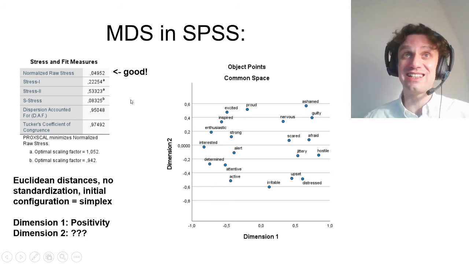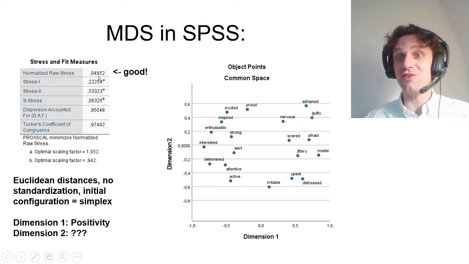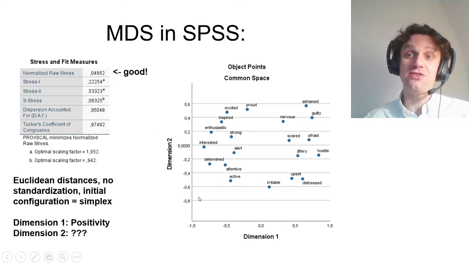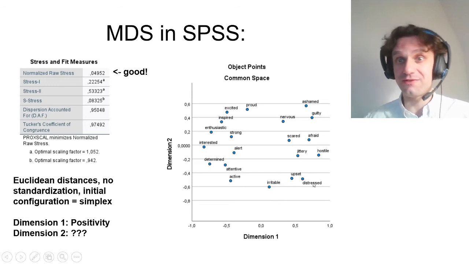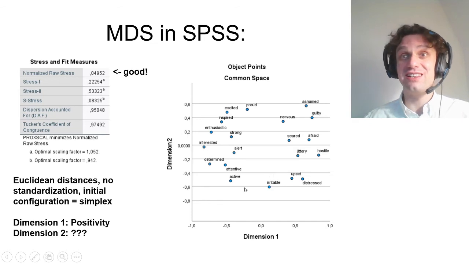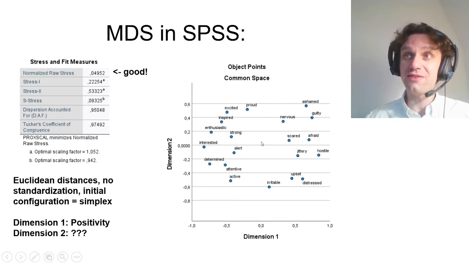As a measure of fit, we can take a look at this stress index. If it's below 0.10, it's good. And then we use the same approach to interpret the meaning of these dimensions as we used in factor analysis. We check out which variables have high and low scores on each of these dimensions. So for dimension 1, it's fairly straightforward that all the negative emotions are on the right and all the positive emotions are on the left.